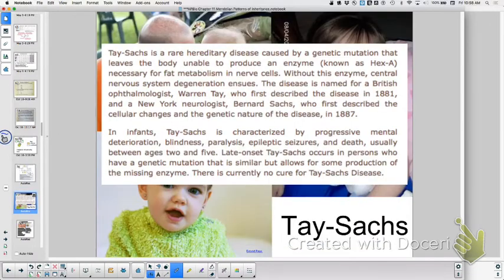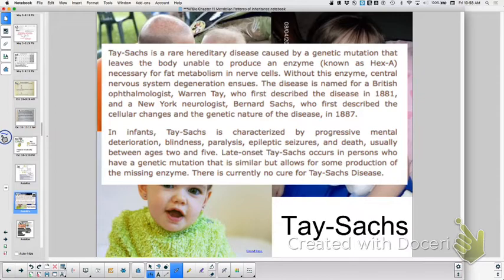Here's an example of a recessive disorder, Tay-Sachs disease. This is super sad. Your child is born looks perfectly normal, but as they start to develop, they're doing fine, and then all of a sudden it starts to regress. And they lose the ability, let's say, to control their hands well or to hold their head up. And it ends up in mental deterioration, blindness, paralysis, seizures, and death, usually between the ages of 2 and 5.